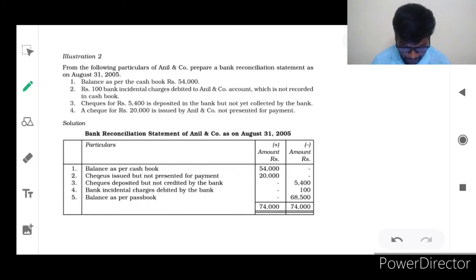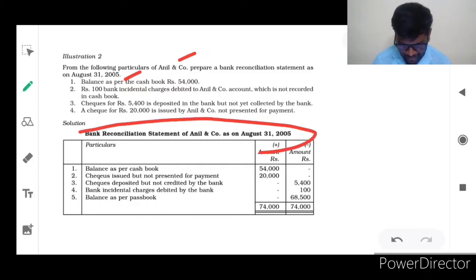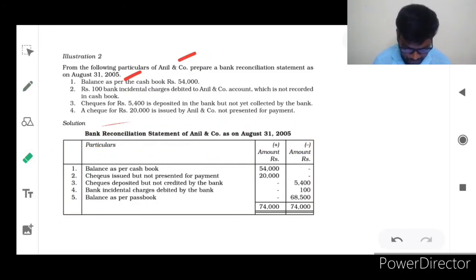Next one: from the following particulars of Anil and Co., prepare a bank recon statement as on 31st March 2005. So as soon as you read this, what will you do? Bank recon statement of Anil and Co. as on 31st, which is 31st August 2008. You will write. Okay, good. Next one.